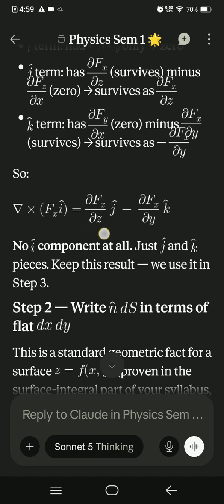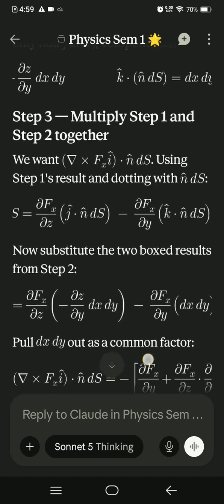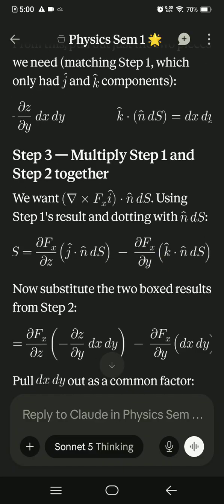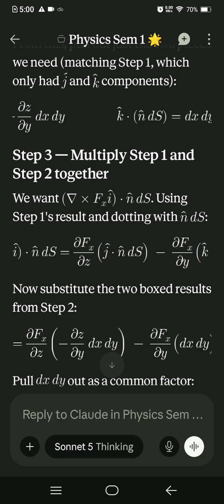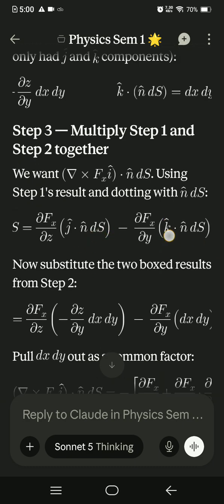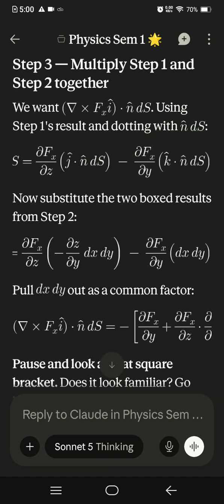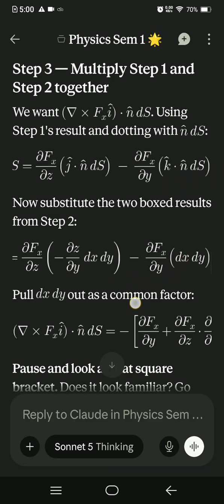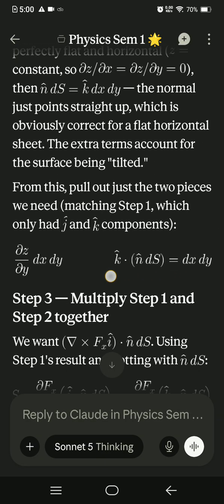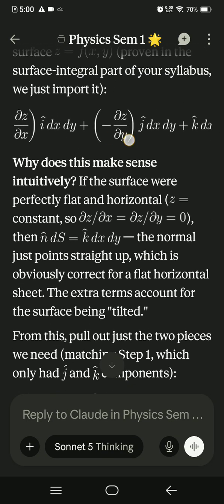So we have this, fx, fx z, fy, and we have fx z, fx y, j and k. Okay, multiplied n dS with both, and then we are going to substitute j n dS and k n dS with this. Okay, I get it, but how did this come here?